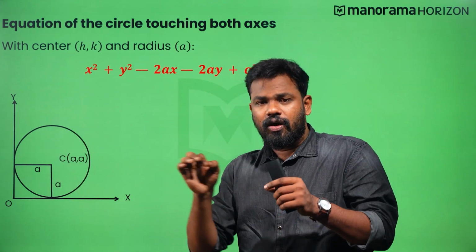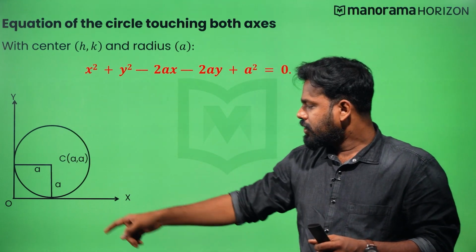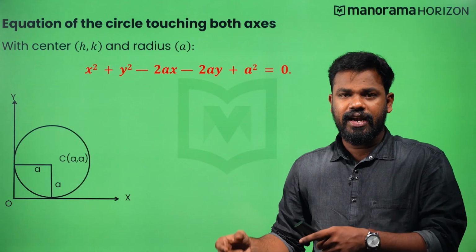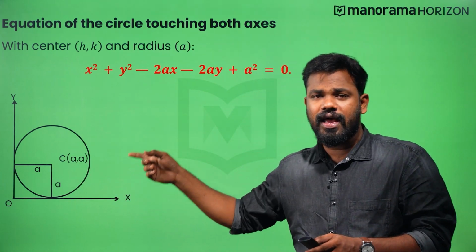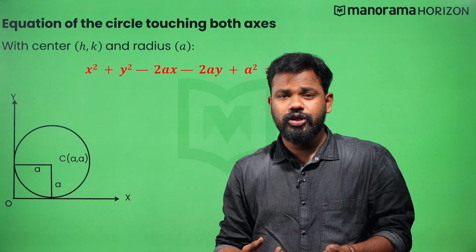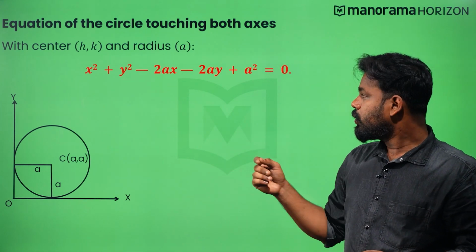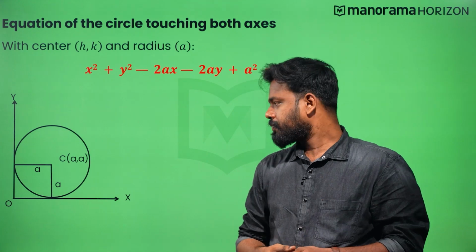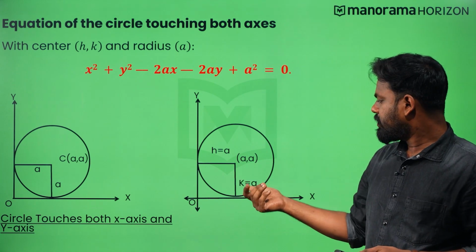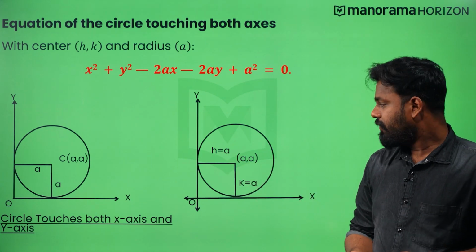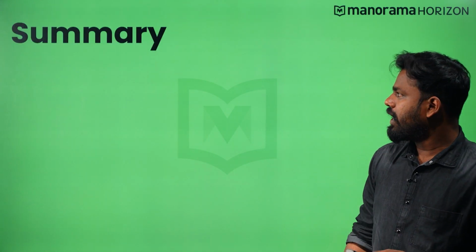Because you are taking a circle which is touching the x-axis as well as the y-axis, the radius will be same from both sides, that is a and a. The distance is same. So I can put the center as nothing but a comma a. And if I put a comma a as a center in the general equation of a circle, I will be getting this equation x square plus y square minus 2ax minus 2ay plus a square is equal to 0. In place of h, you have a, and in place of k also you have a. So this is about the circle equation which touches both the x-axis as well as the y-axis.